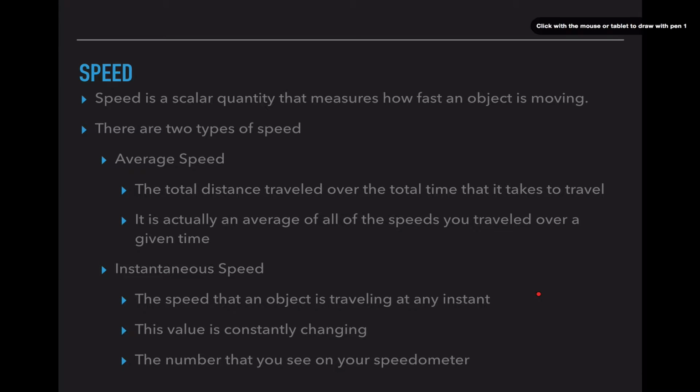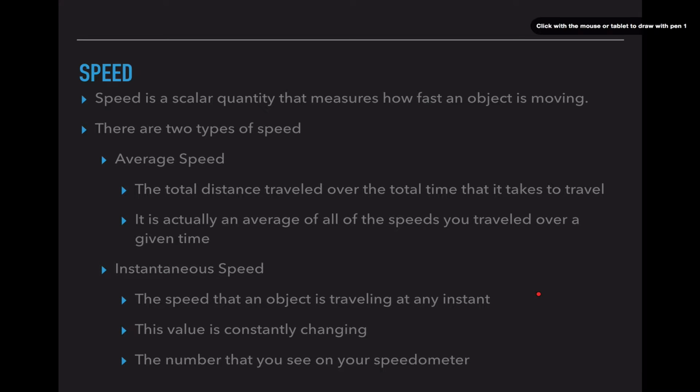So if you're driving on a trip from Toledo, Ohio to Columbus, you might be traveling 25 in your neighborhood, you might be traveling 35 in a small city, you may be traveling 70 on the highway. So the average speed is all of those individual speeds averaged together.